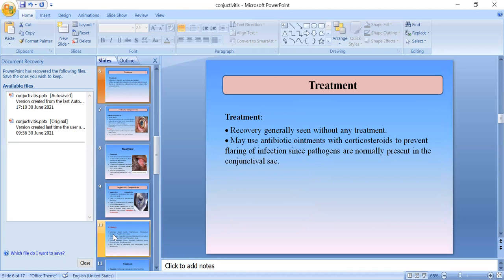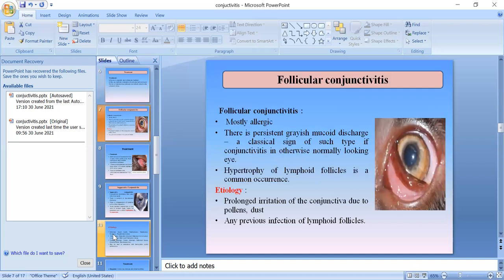Treatment: recovery is generally seen without any treatment. But you can do treatment according to the situation. If there is catarrhal conjunctivitis due to entropion or ectropion, you can do treatment according to that, right? If there is infection, then you have to go for topical antibiotic. If there is severe infection, then you have to go for subconjunctival injection. So you do treatment according to the situation.